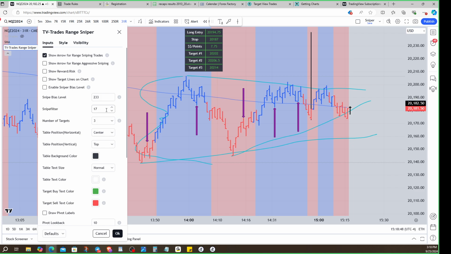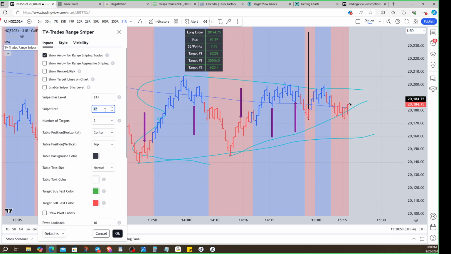The snipe filter. Now this is something that's got one little feature in it that I built in. If you make it 777 and click on that, you will see it gives you a little bit of something there. For those of you guys that have to have an indicator, there's something there. I'll explain all that later.